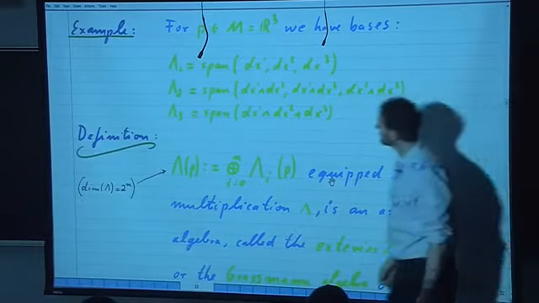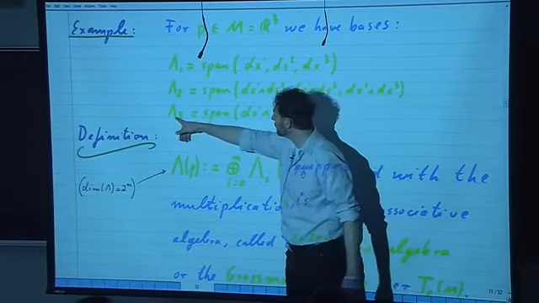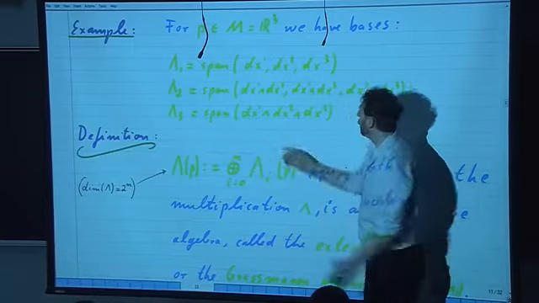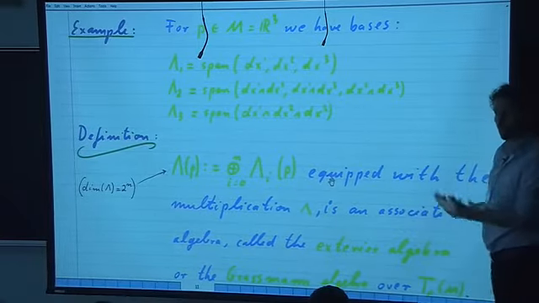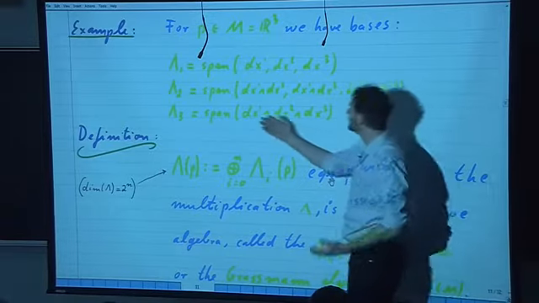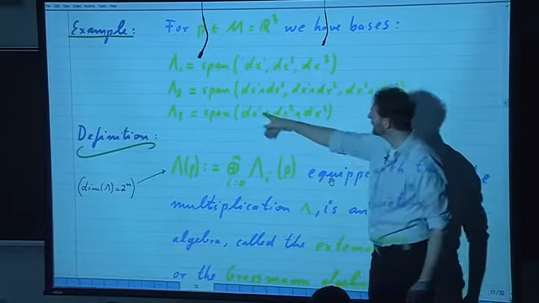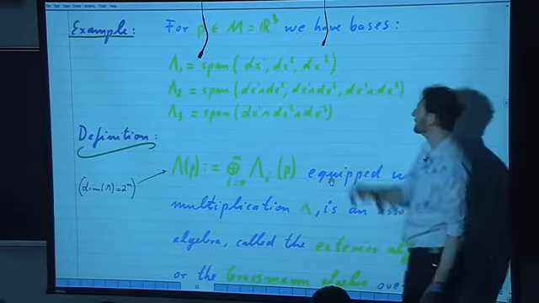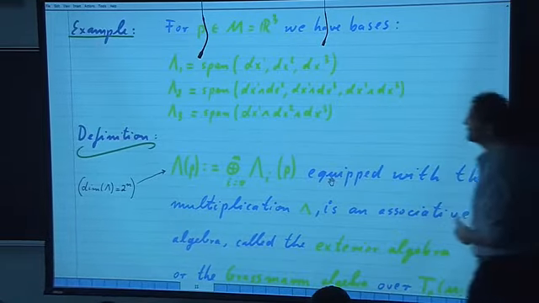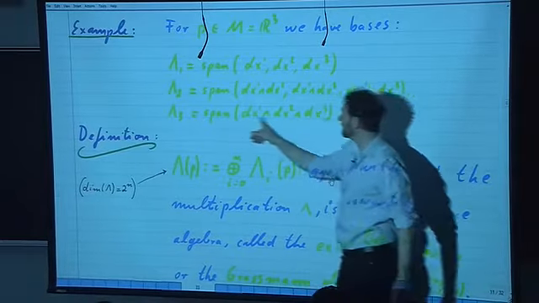How about the space of three forms? The space of three forms is spanned by all threefold products of basis vectors which are ordered. That's the only way you can write down something ordered here: dx1 wedge dx2 wedge dx3. This is smaller than that, this is smaller than that. There's only one possibility. The space of three forms is one-dimensional.